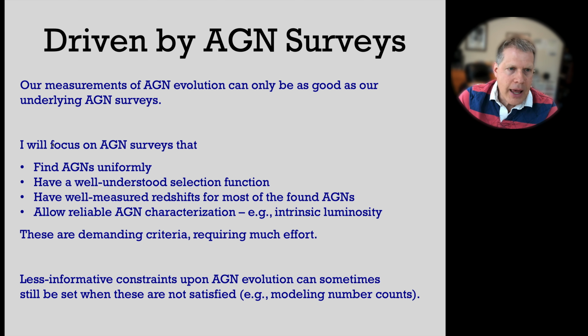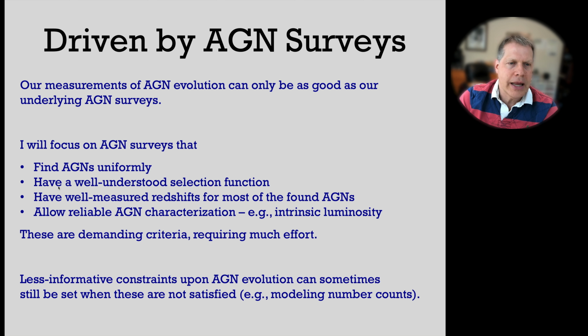And today, I am going to focus on AGN surveys that satisfy a number of important properties. I'm going to focus on AGN surveys that find AGNs uniformly. So you have some sky region and you've surveyed it down to some pretty uniform sensitivity, and you can generate uniform samples of AGNs over that sky area.